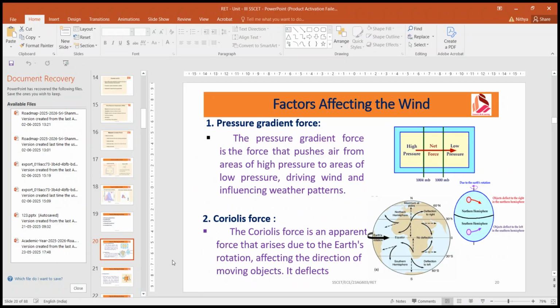The next one is the Coriolis force. The Coriolis force is an apparent force that arises due to the Earth's rotation. It affects the direction of moving objects by deflecting them, and the Coriolis force occurs as shown in the figure.